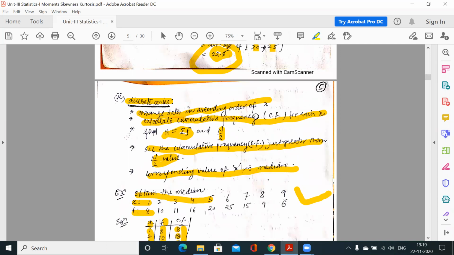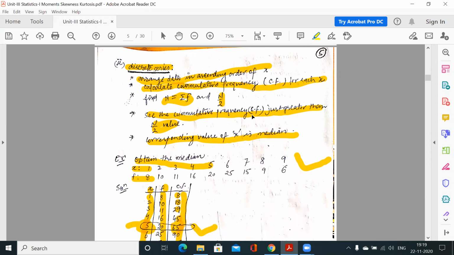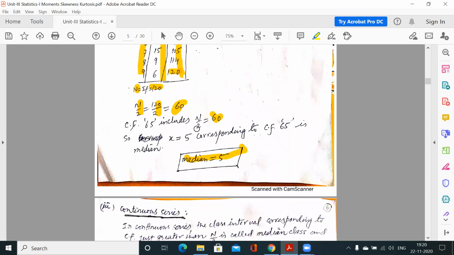So I repeat the process: arrange the data in ascending or descending form, calculate the cumulative frequency, calculate N by 2 and search the cumulative frequency which is just greater than the N by 2 value, and the x value corresponding to that cumulative frequency is our median.